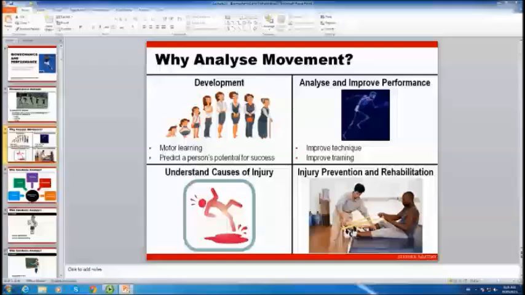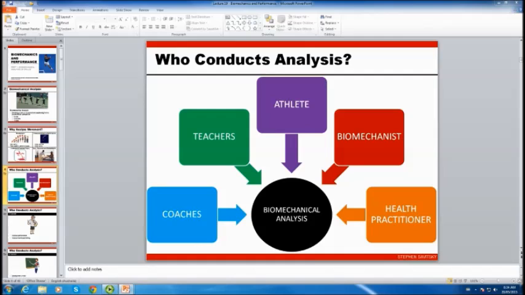And this one goes hand in hand. If we know where the injury is coming from, or the reason it's being caused, we should be able to prevent it. So the top two go hand in hand, and the bottom two go hand in hand. Who does this? Five main groups of people, just summarized here, and we're going to go through them.